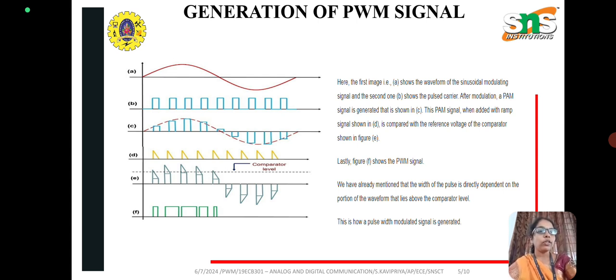So the width of the pulses is directly dependent on the portion of the waveform that lies above the comparator level. So the pulse width modulated signal is generated, which is shown in figure F.